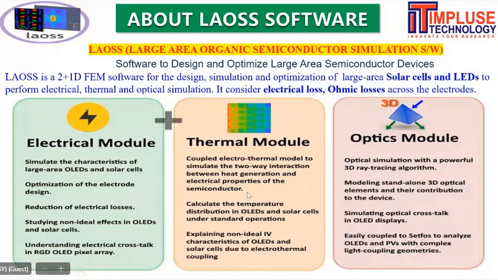The thermal module is a two-way interaction between the heat generation and electrical properties of semiconducting devices. It will calculate the temperature distribution. Whenever you apply some temperature to your device, a distribution will happen. It can calculate the temperature distribution in your solar cell or OLED under different standard conditions. It will also explain the non-ideal IV characteristics, whether due to electrothermal coupling or other reasons. So electrical losses, thermal losses or electrothermal losses can be overcome, and an independent optical module is also included.